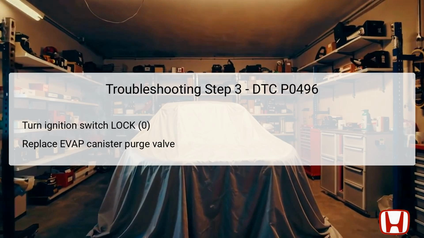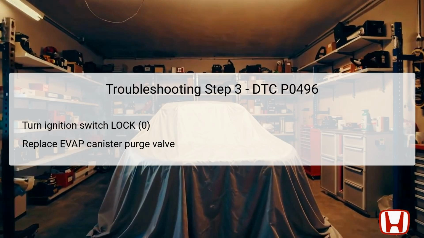In this step, you will prepare to replace the component likely responsible for the fault. First, turn the ignition switch to the lock 0 position. This action ensures that all electrical systems are powered down before performing any repairs, minimizing the risk of electrical shock or damage. Following this, you will replace the EVAP canister purge valve.